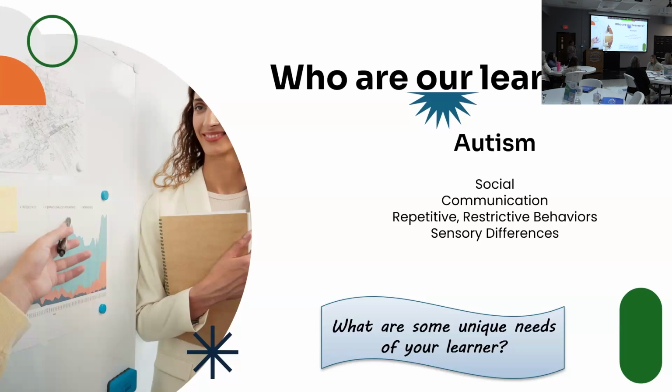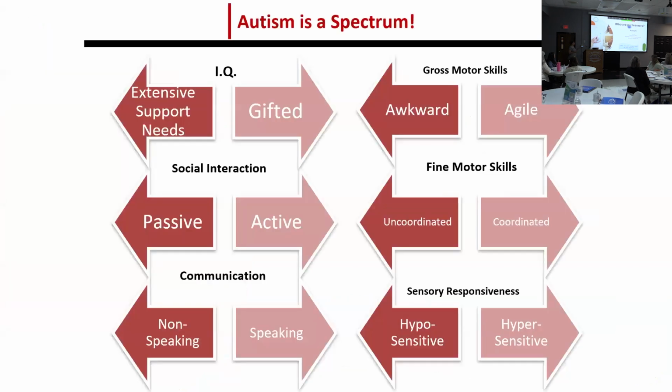Maybe it's sensory differences. Everything is too loud, it's too bright, it's hot, it's cold. Maybe it's inappropriate sensory needs, or just it's their sensory needs, and they have sensory differences that don't fall in line with what this looks like for everyone else. So think about the unique needs of your learner.